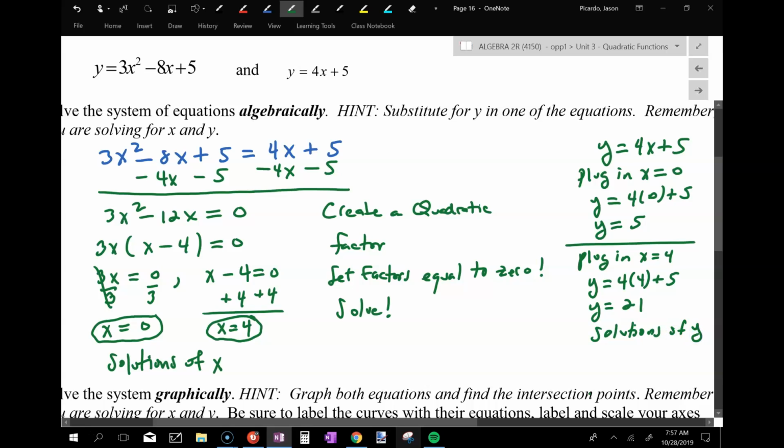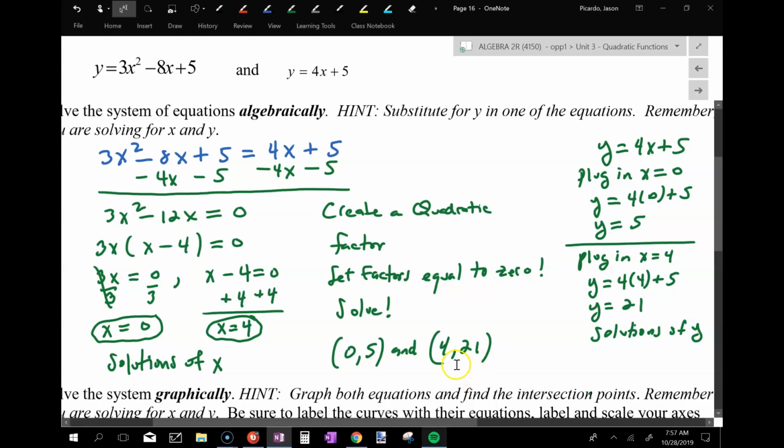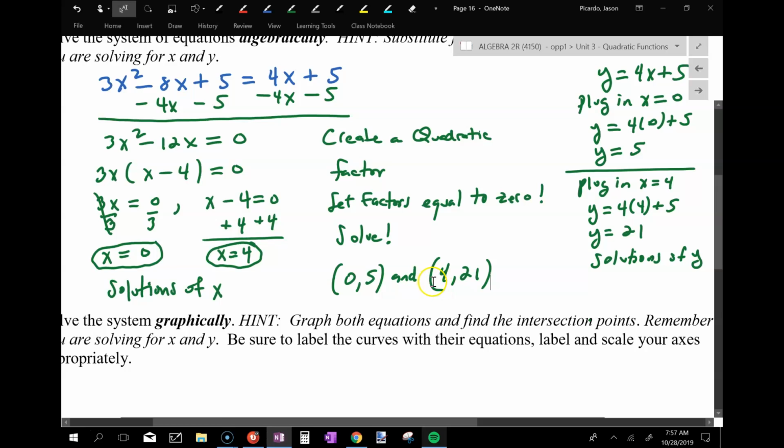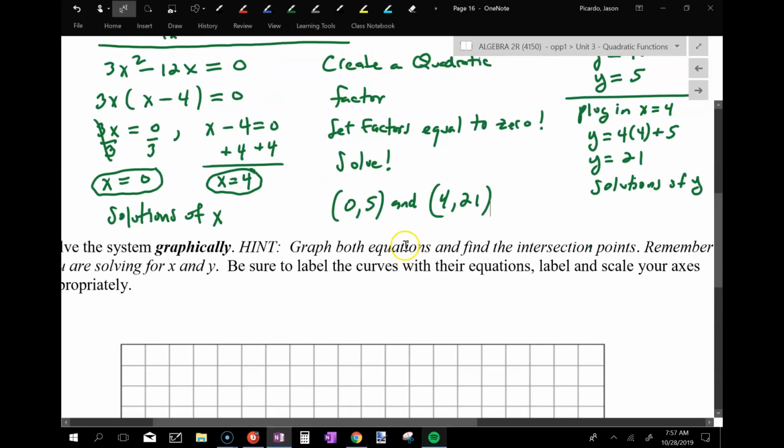And now if I said, what are the solutions? What I actually want to do is this. 0, 5, and 4, 21, right? So I wrote those down as coordinates, right? Because one of the ways that I could go about doing this, right? What's a system of equations? Well, a system of equations is not only where are x and y equal, but it's also where do they meet on a graph, right? Okay, so let's talk about that now. Could have done this problem algebraically, guys. I'm going to tell you right now, this will be a question on your exam, right here. No doubt.